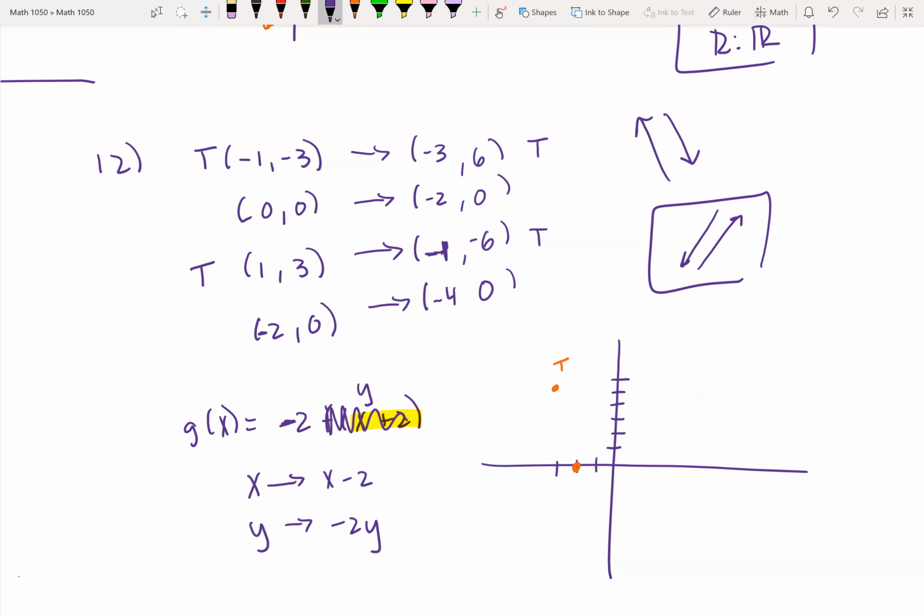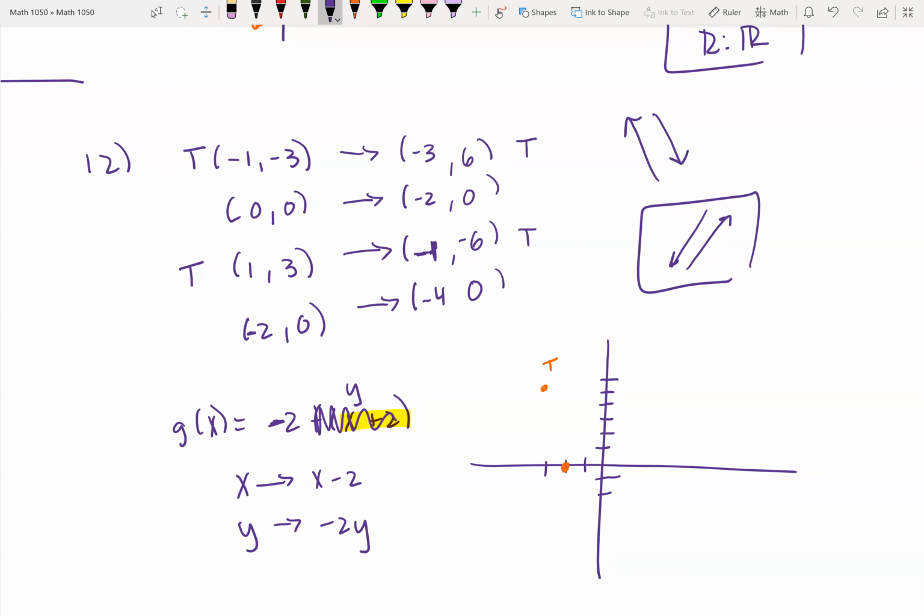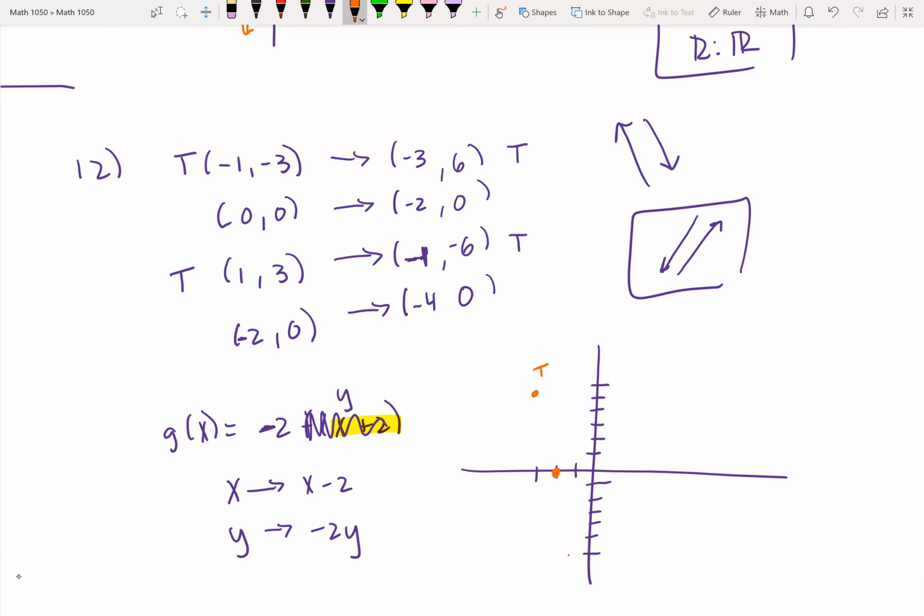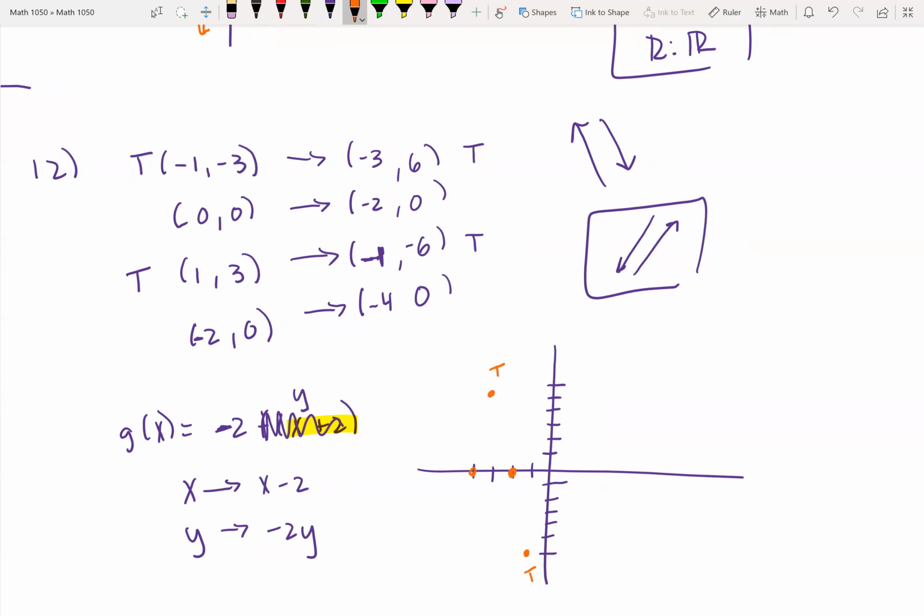-1, -6, right there, and that is a turning point. And then -4, 0, over here, not a turning point. I know I end down, so I'm going to go down, come up, hit it, turn, hit that guy, don't turn, hit that guy, turn, come up, looks like that.